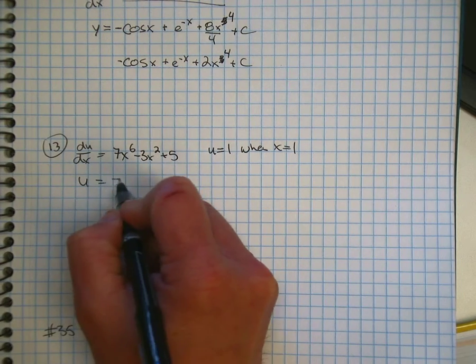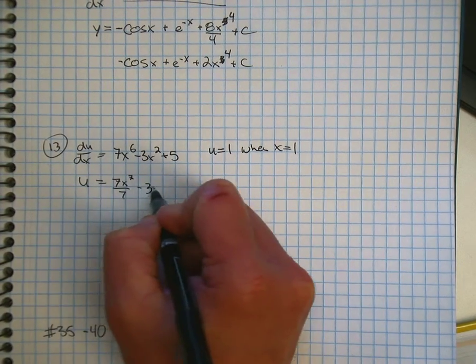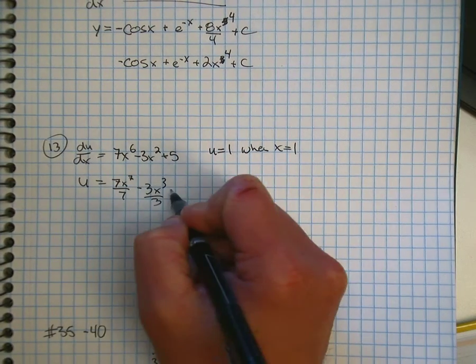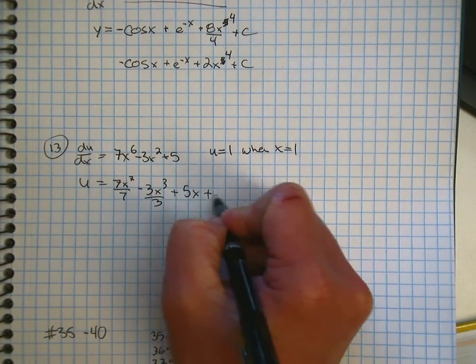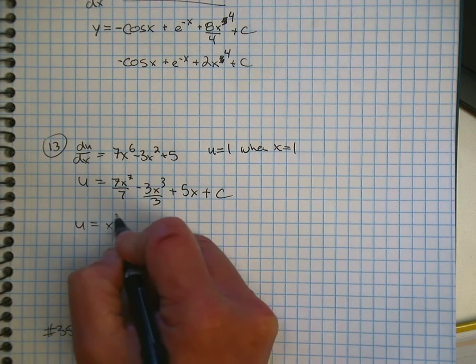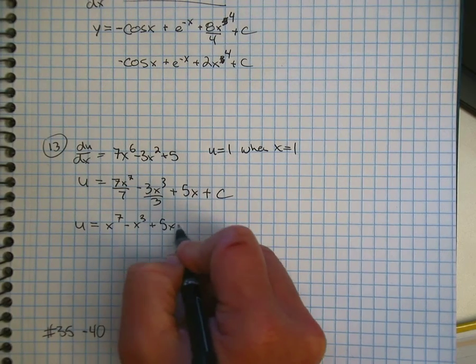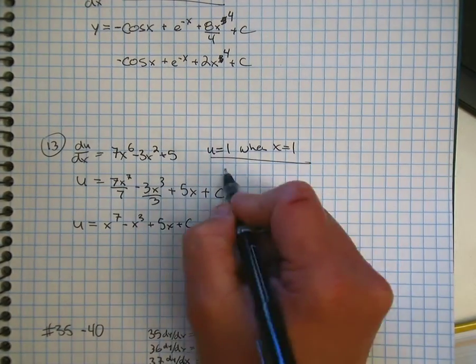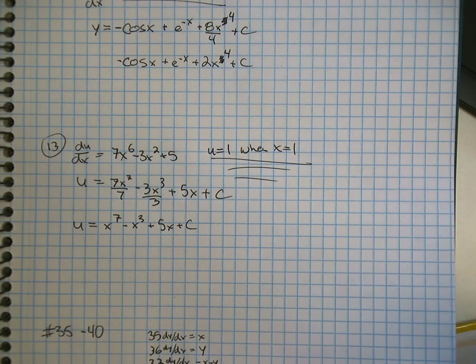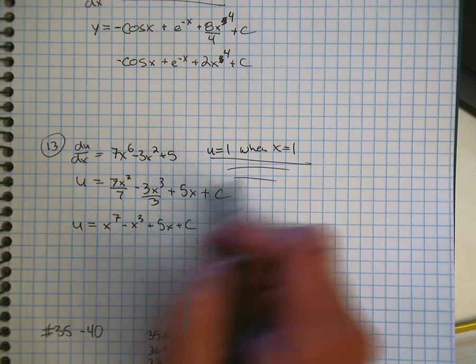So this is u equals 7x to the 7th divided by 7, minus 3x cubed divided by 3, plus 5x, plus c. So u cleaned up is going to give us x to the 7th minus x cubed plus 5x plus c. Then, remember, they're never going to give you extraneous information, so you want to use this. So u equals 1 when x equals 1.